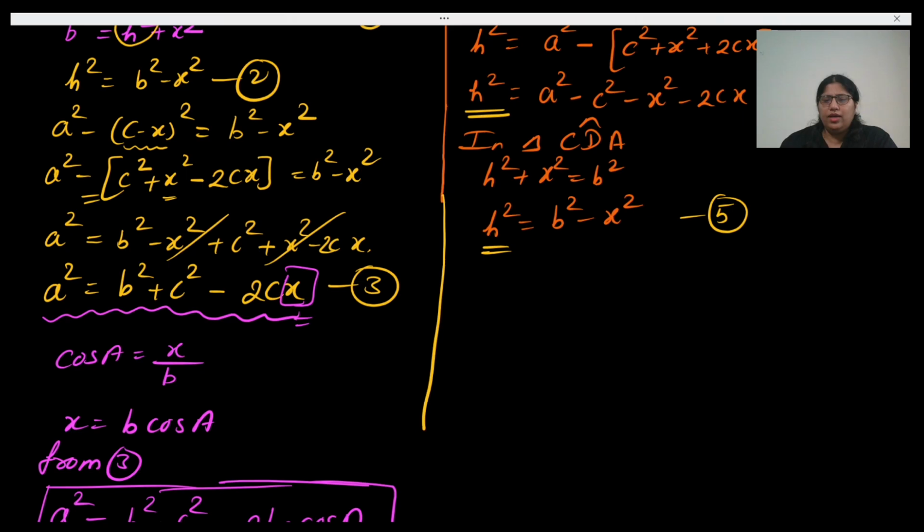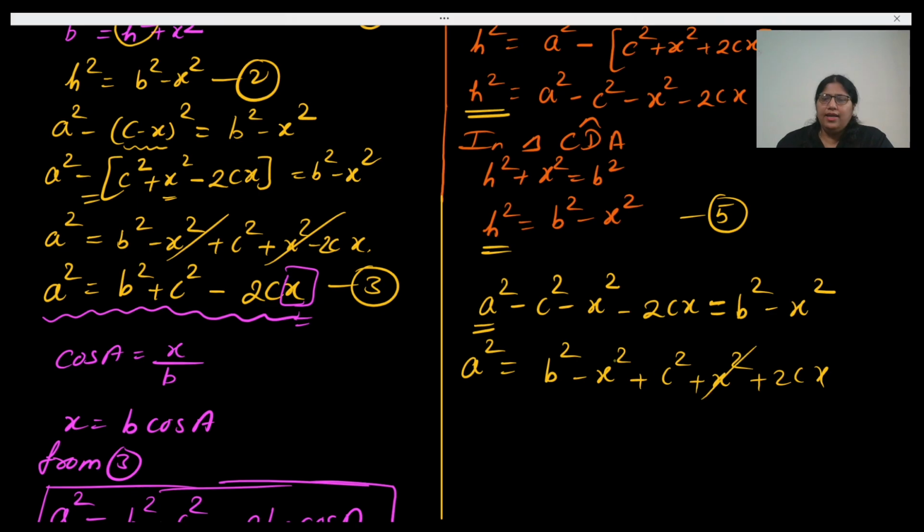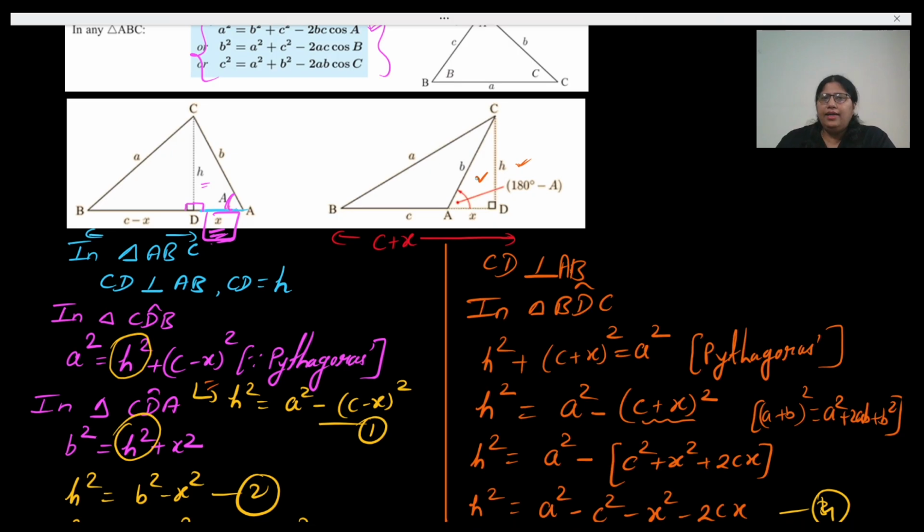So if I continue here, how will you do it? A square minus c square minus x square minus 2cx is equal to b square minus x square. Now I need the value of a square, so a square will be equal to b square minus x square plus c square plus x square plus 2cx. And again x square and x square get cancelled, but still you will have one x left here. Now this x you will remove using a trigonometric ratio. Now look here, which triangle are we taking? I need to get the relationship between trigonometric ratios such that x can be removed.